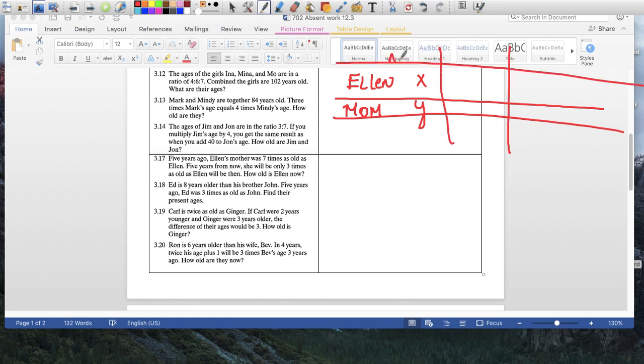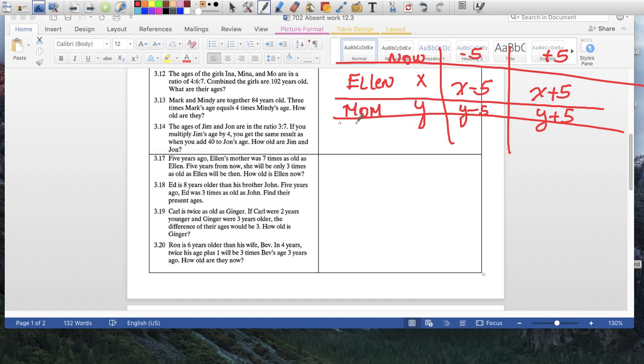And that's now. And then 5 years ago would be minus 5. Ellen was X minus 5, and mom would be Y minus 5. So that's their ages 5 years ago. And then there's also a situation 5 years from now, so it would be plus 5. Ellen would be X plus 5, and mom would be Y plus 5, right? So let's get their ages represented in a different situation.